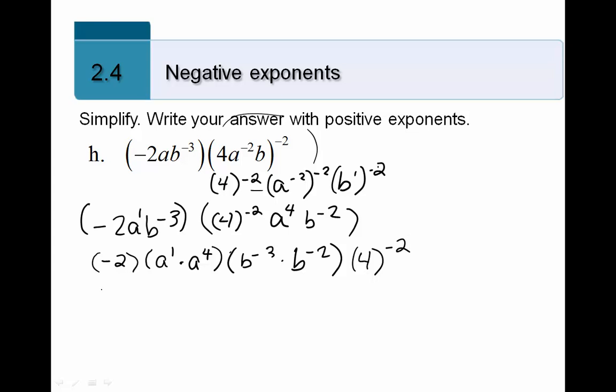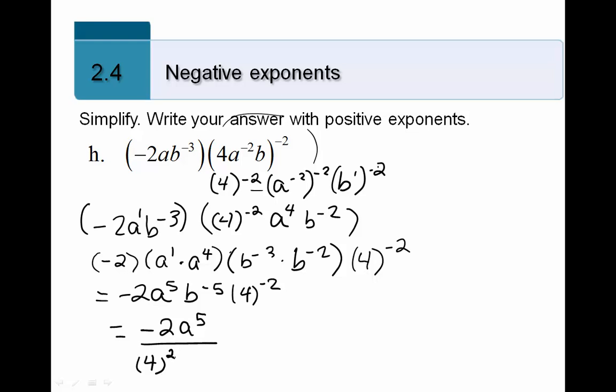Alright, so this gives us negative 2a to the 1 plus 4 is 5, b, negative 3 plus negative 2 is negative 5. And then we have that 4 to the negative 2. I don't like the way I'm writing that there, but you'll see what I'm doing. Anything that has a negative exponent is going to be forced to the bottom to make the exponent positive. So I have negative 2a to the fifth over 4 squared. It's being forced down. The reciprocal of 4 is 1 over 4. It's forcing it to the bottom, and the b is also coming down to make my exponent positive.